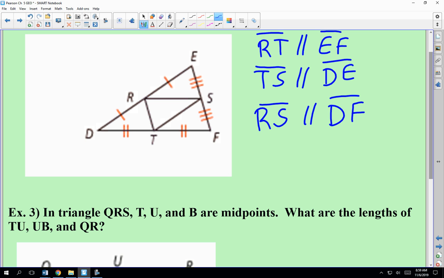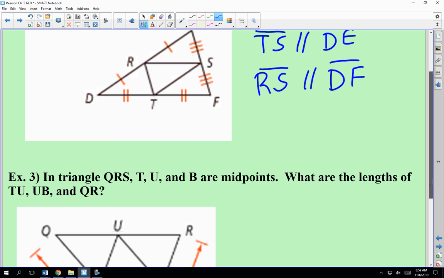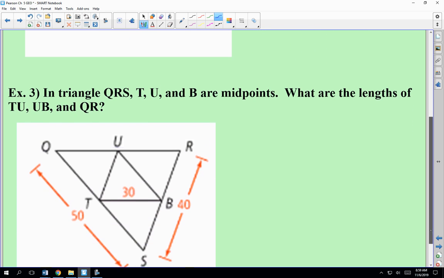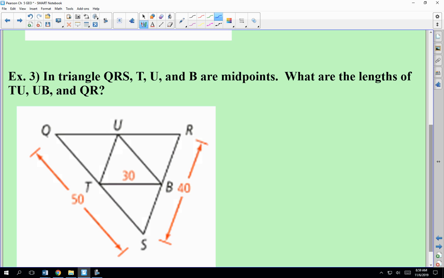Example 3: in triangle QRS, TU and UB are midpoints. What are the lengths of TU, UB, and QR? Well, if TB is 30, then QR has to be, going the other direction, this is half of QR, so QR would have to be 60. So QR is 60, double the length of TB.